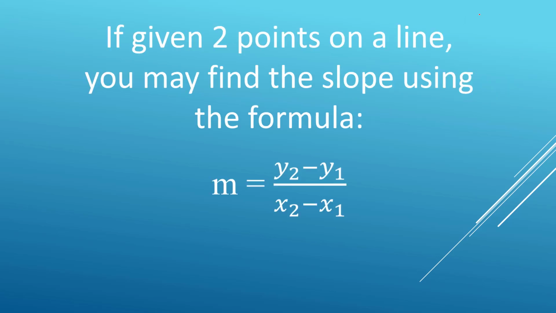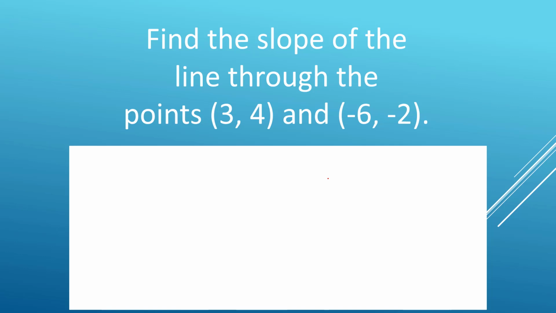If given 2 points on the line, you may find the slope using the formula m is equal to y2 minus y1 over x2 minus x1. Notice again, we have our y's in the numerator, our x's in the denominator, so it shares some commonality with k. But when we are developing slope, we are using 2 points on the line because the line may or may not be a constant of proportionality, in other words, going through the origin.